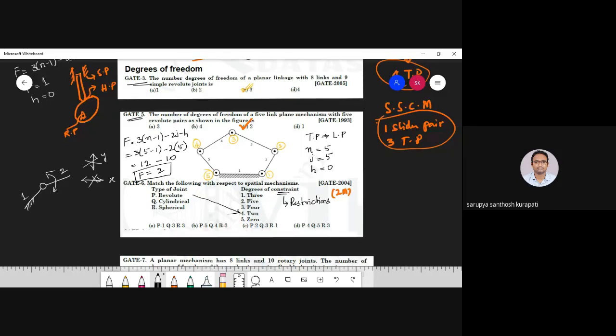Okay, now what about Q? Cylindrical pair, how many are there? Cylindrical, if I say, comes under 6 degrees of motion, that is 3D. Cylindrical goes into the 3D picture. So now just tell me, how many restraints are there for cylindrical? Are there any constraints?